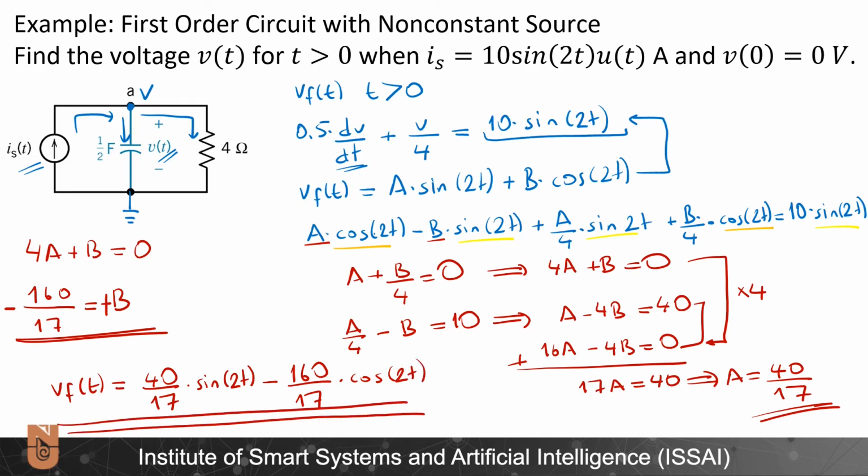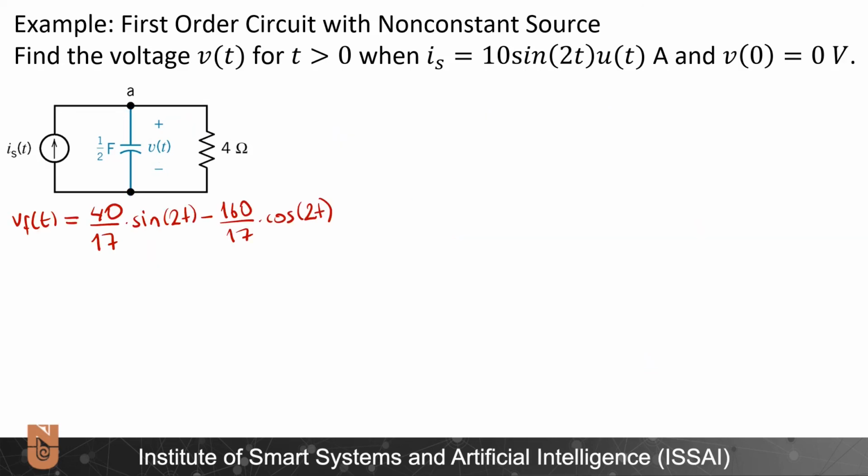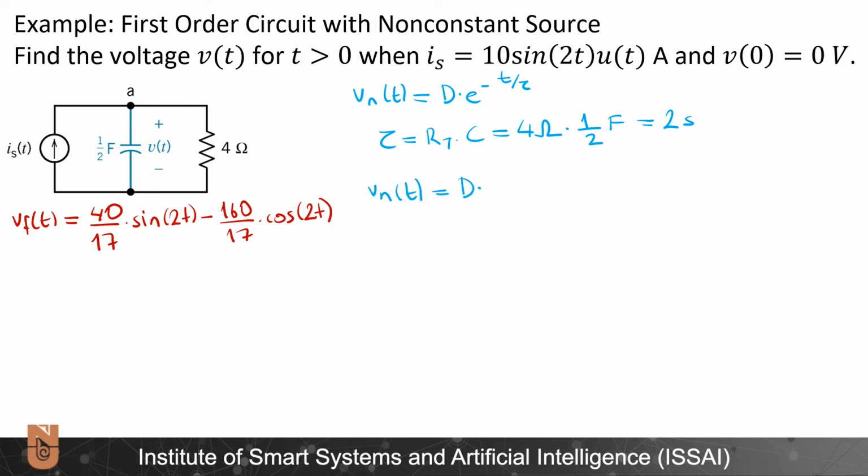I will need to also find the natural response of this circuit. Okay, stay with me, don't get lost. We will now find the V natural for the circuit. V natural of t will be in the form of D times e to the minus t over tau, and tau will be equal to R_Th times C, which is equal to 4 ohms times 1 over 2 farads, and therefore equal to 2 seconds. So accordingly, V_n will have this functional form, D times e to the minus 0.5t.